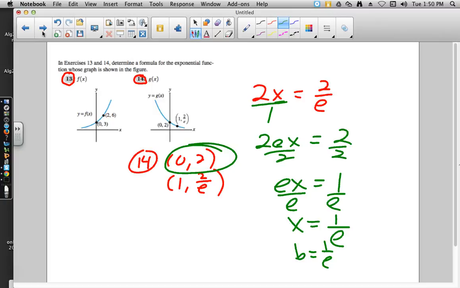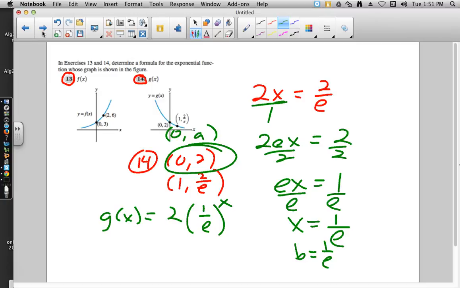And this, of course, the 2 is our a value, because it's always the initial value. It is the y-intercept, so (0, a). And for 14, they called it g of x, and that equals a, which is 2, times 1 over e to the x. So that's our job, figuring out what a is and then what b is, what they multiply by, so that we know what base we're using for our exponents there.